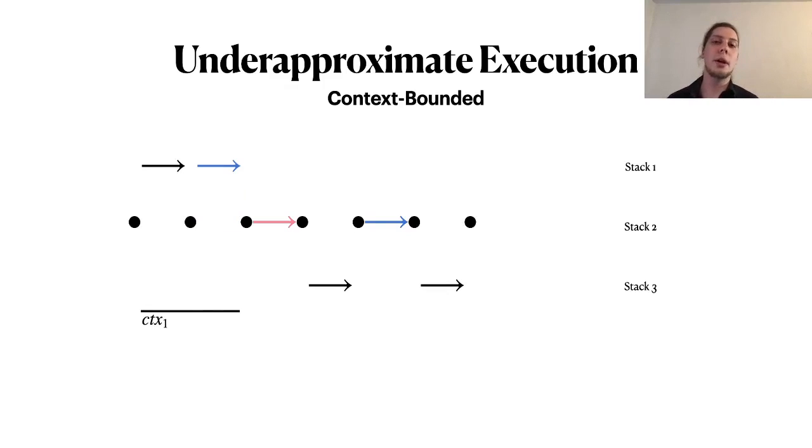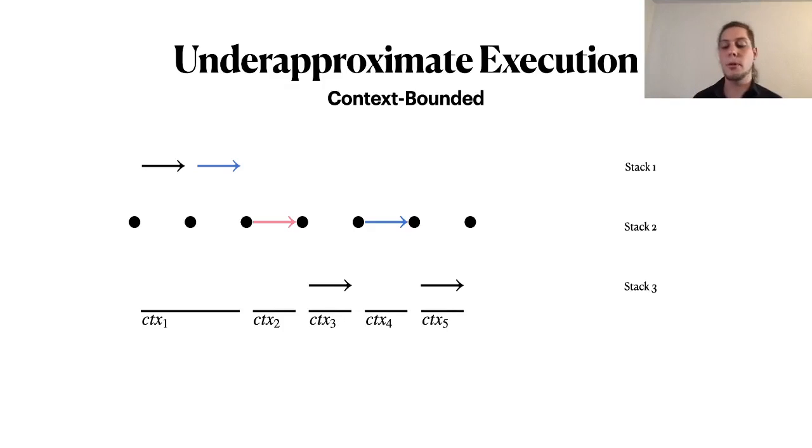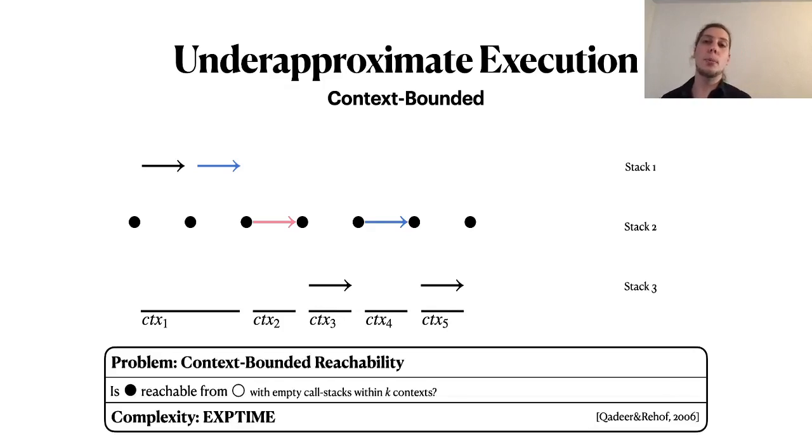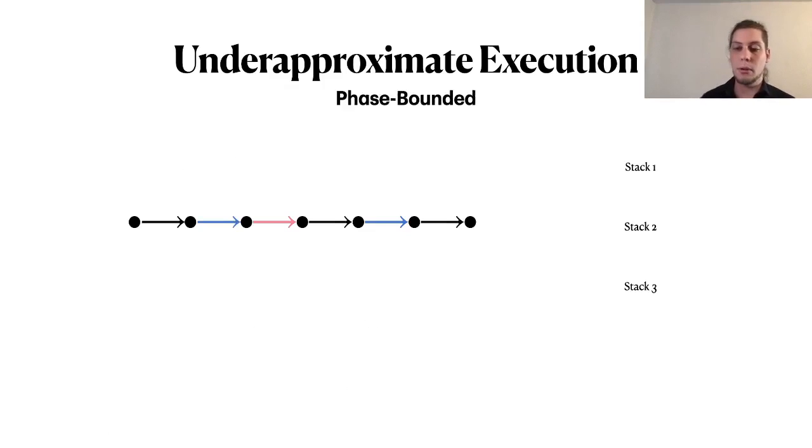For example, here we have the first two transitions executing on stack 1, and they form the first context of this computation. Then the context is always switching, so we only have the first context, which consists of more than one transition. And when we bound the context, the number of contexts that may occur in a computation, we actually re-achieve decidability in X time.